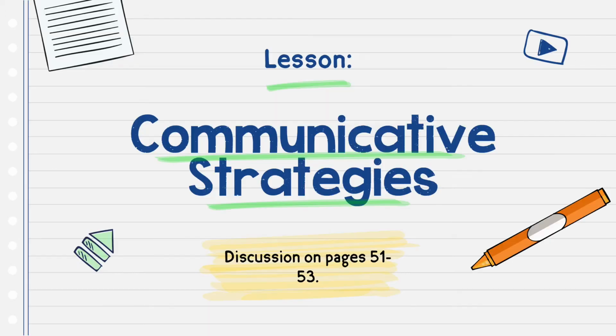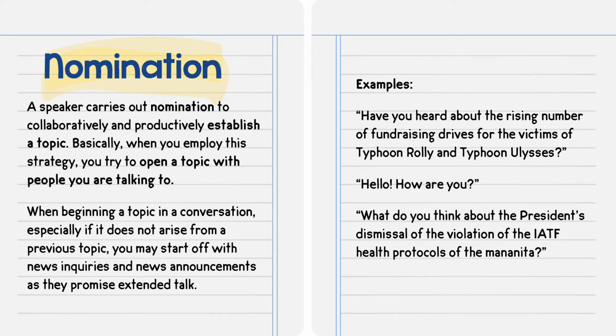Okay. Now, let's go to the discussion of the lesson, communicative strategies. Now, you can read about this on pages 51 to 53, but allow me to discuss all of the strategies in this video. Now, the first strategy that we will be talking about is nomination. So, this is probably something that you often do with your friends, with your cliques. Okay, so let's try to discuss.